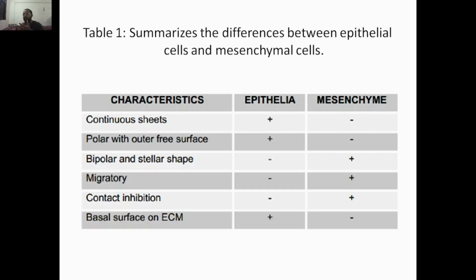What is contact inhibition? When one mesenchymal cell comes into contact with another mesenchymal cell, it will stop differentiating. Okay, this will help in organizing a particular tissue or structure in the particular organ. So that was about contact inhibition, which is present in mesenchymal but not in epithelia. Next, we have the basal surface on ECM, which is present in epithelia, not in mesenchyma.